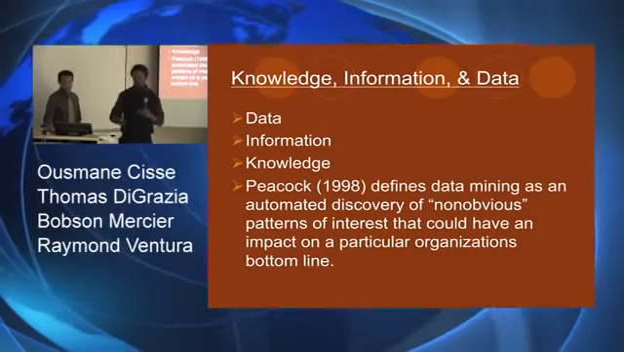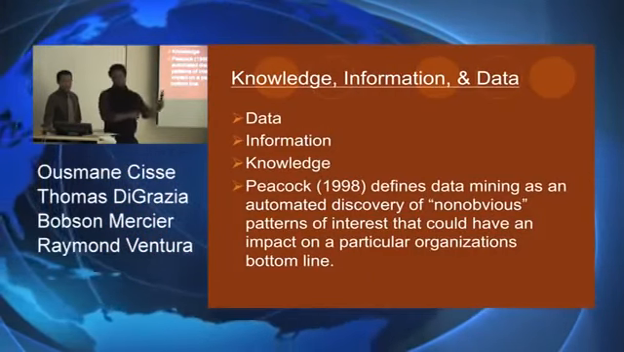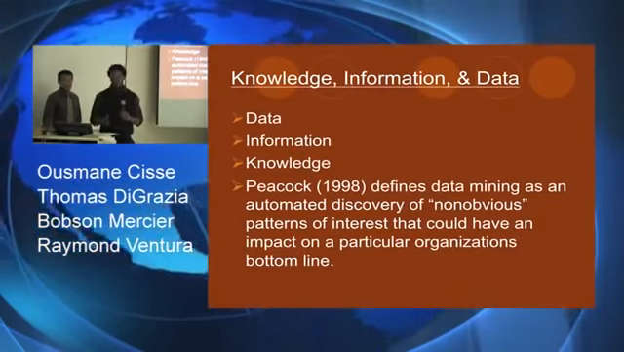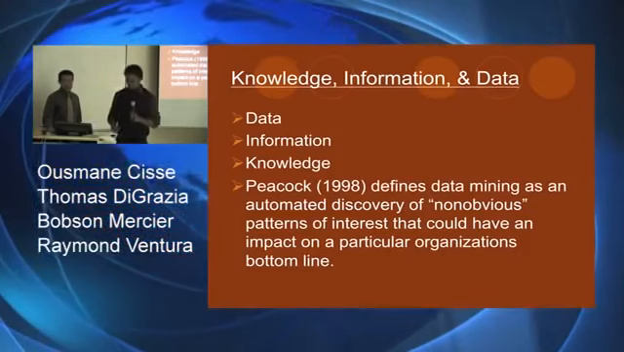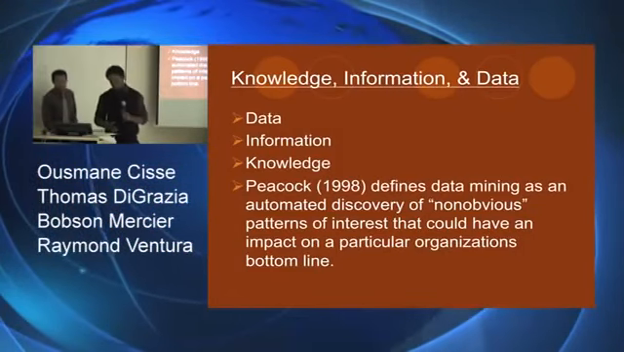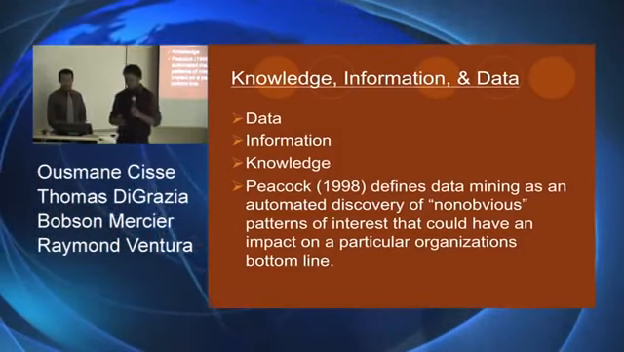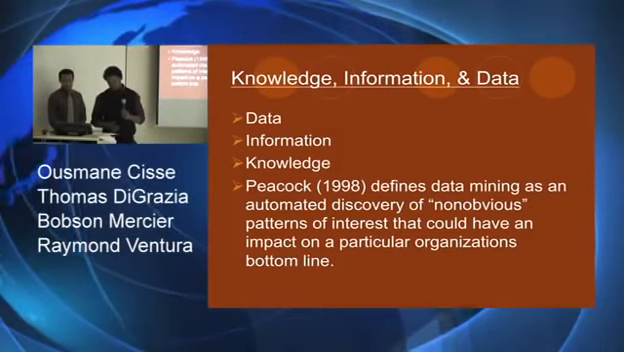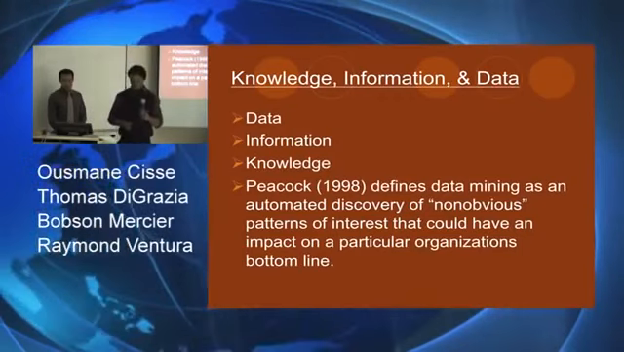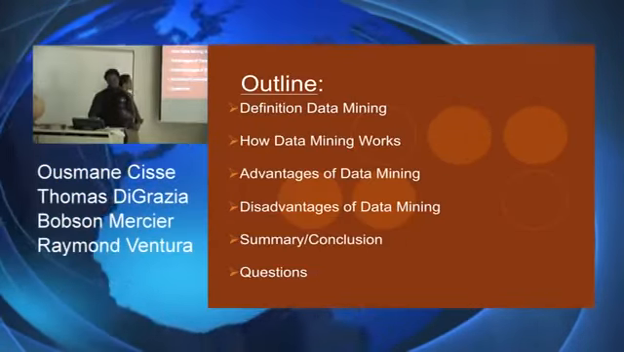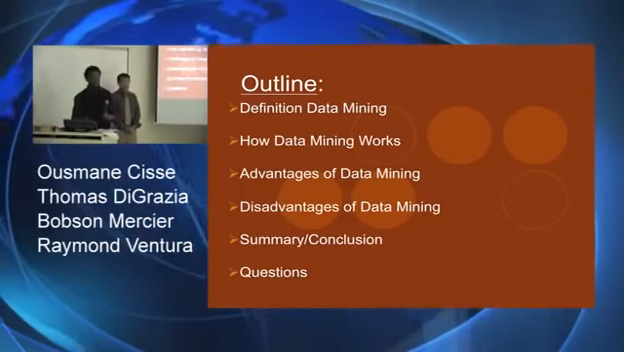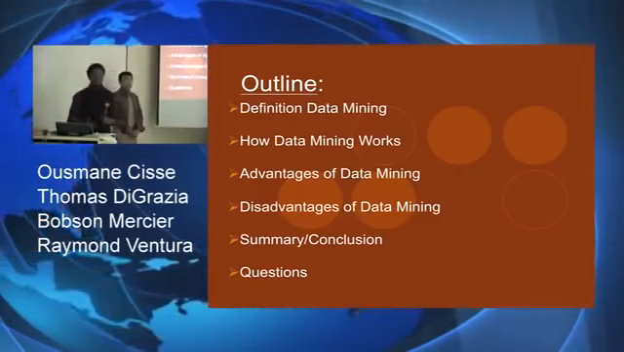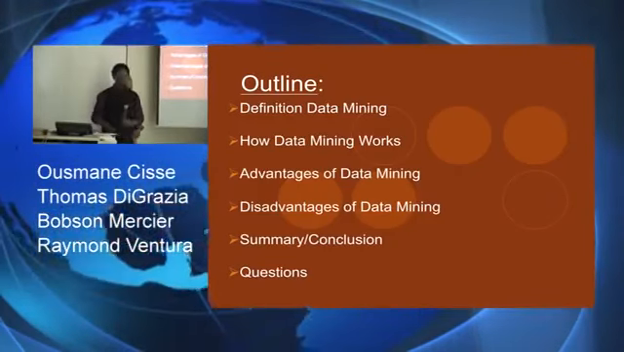For the purpose of this research, it's necessary to distinguish the differences between data, information, and knowledge. Carter defines data as information, often in the form of facts or figures, obtained from experiments or surveys, used as a basis for making calculations or drawing conclusions. A brief definition for information, then how data mining works, and some advantages of data mining, disadvantages of data mining, summary and conclusion. At the end, if we have some time, we'll have a question and answer segment.